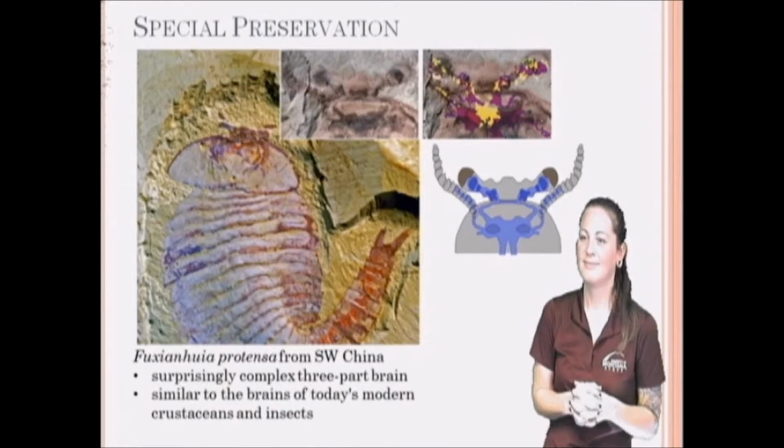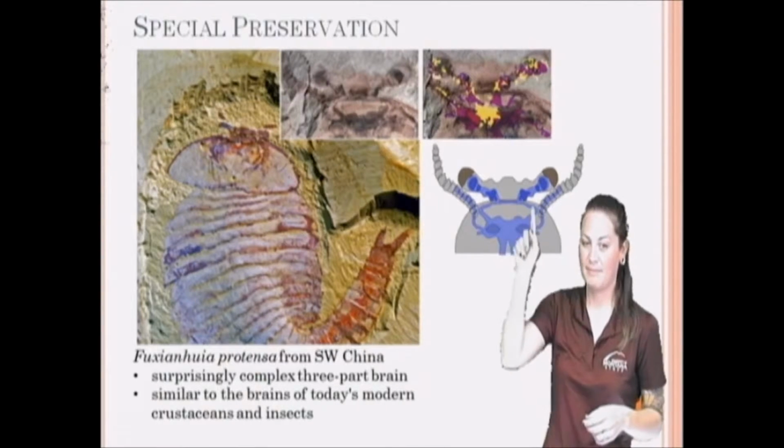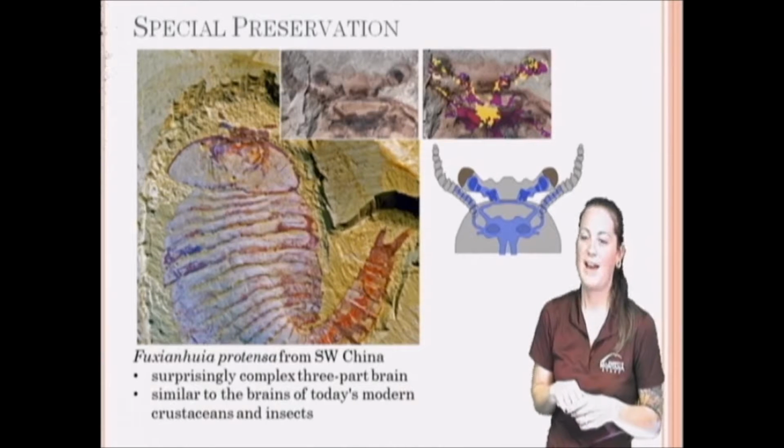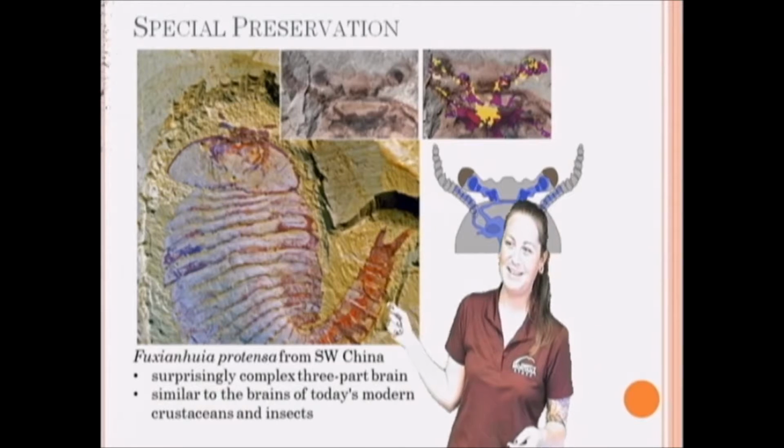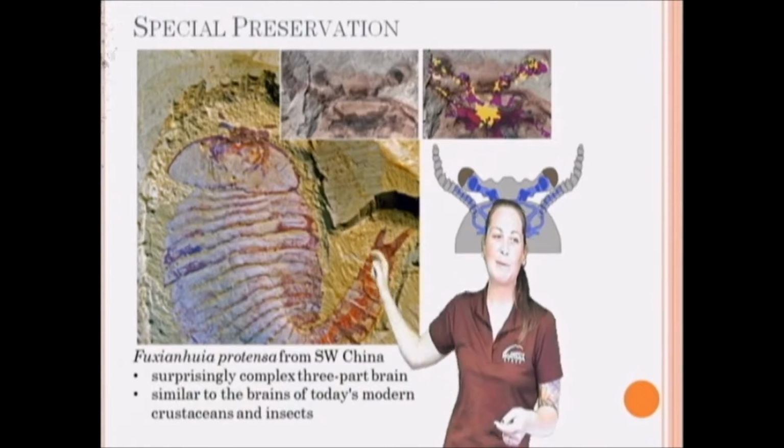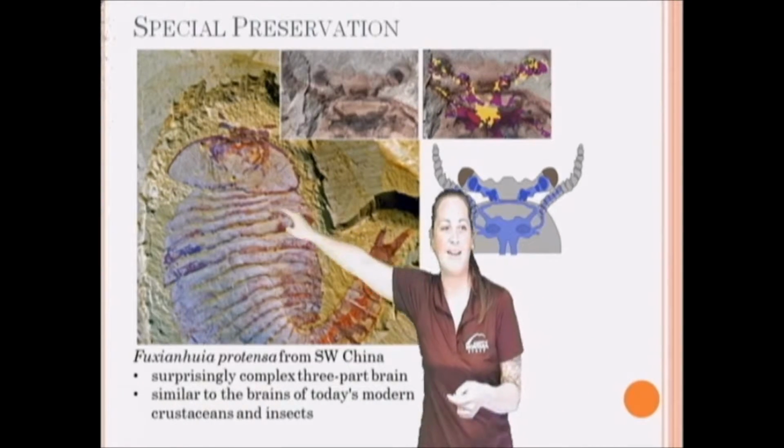2 million? 2 million? Way up. 10 million? This one is actually 520 million. So a 500 million-year-old brain is right up here in the head region.